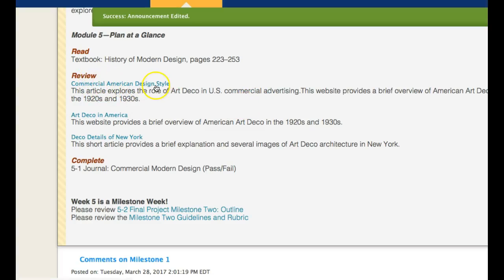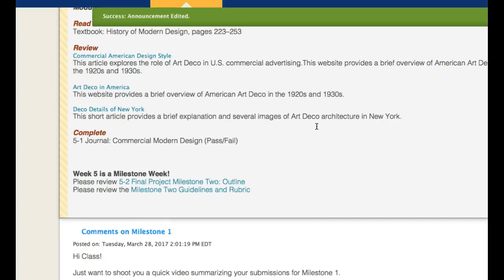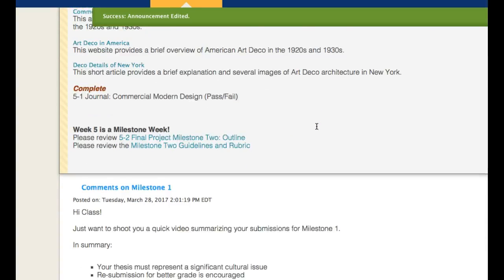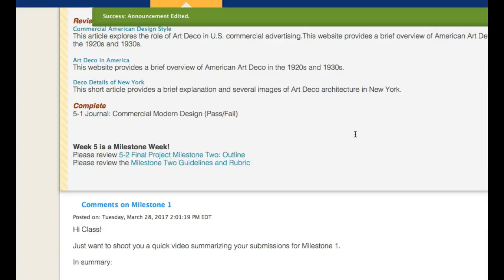Review Commercial American Design Style. This is a lengthy article, and it may take two or three takes to read it because it's a little bit dry, but very fascinating. Then we have Art Deco in America and Deco Details of New York. What I want you to do is take Deco a little differently from what we looked at before, and look at the merits of Art Deco as it applies to advertising, specifically American advertising between the wars.